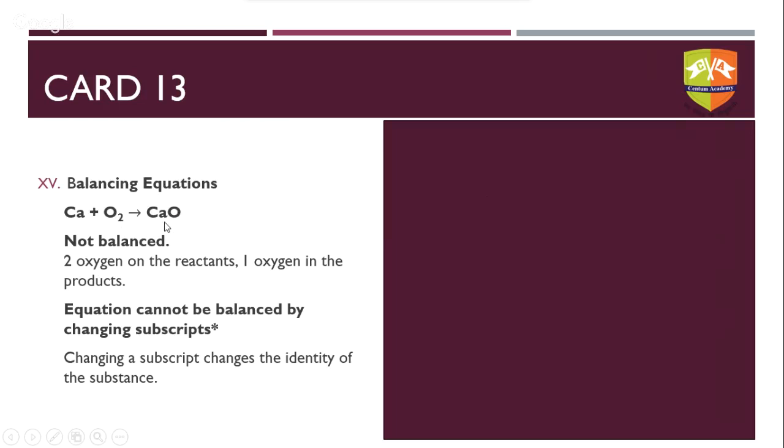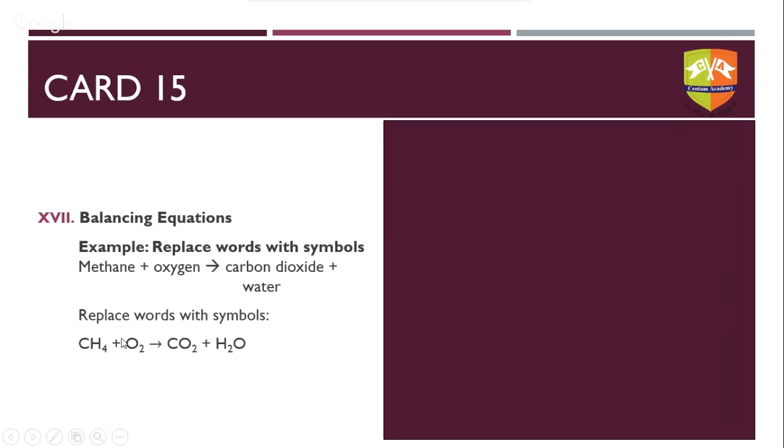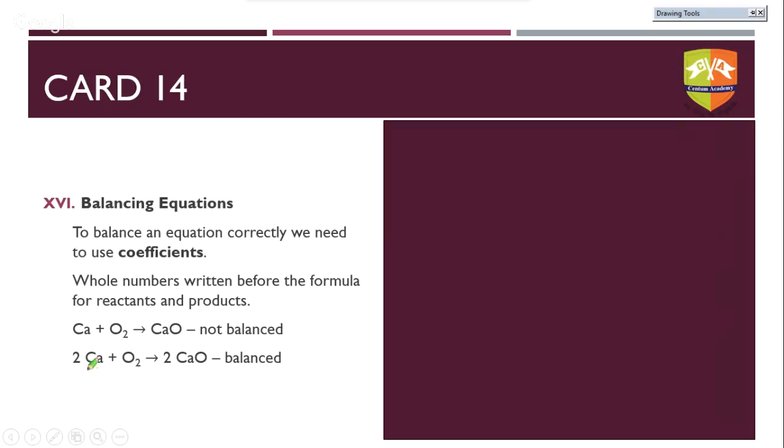So without changing the subscript, so you don't go and write it as CaO2. That would just be changing the molecule. In fact, nothing of that sort really exists. Maybe some superoxides, but that's not the way to do it. So what we really do is we put in a coefficient around calcium. So you'll write this as twice of Ca and twice of CaO.